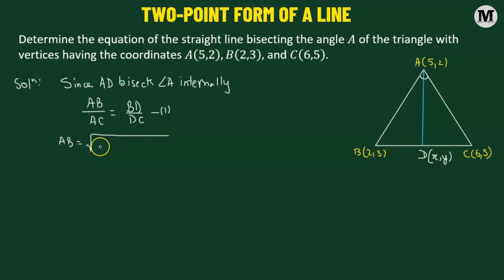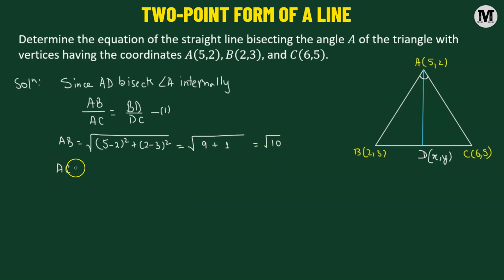We'll take the square root. Underneath the square root, we need the difference of the x coordinates, so we do A minus B, which means 5 minus 2, and then we square it. Add it to the difference of the y coordinates, that's 2 minus 3 squared. So we have 5 minus 2, that's 3. 3 squared is positive 9. Added to 2 minus 3, that's negative 1. Squaring it gives us positive 1, which means the value is square root of 10.